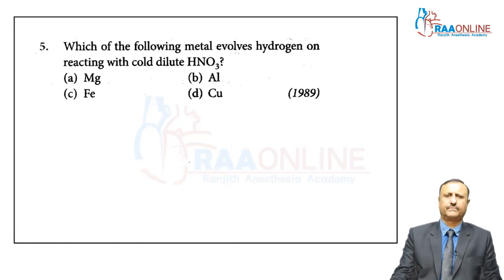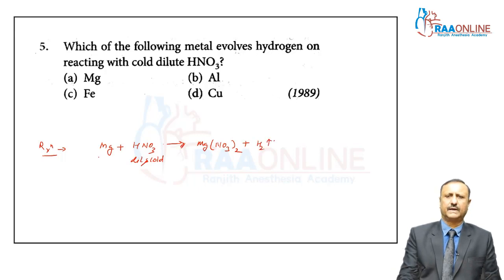Now we can go to question number 5. Which of the following metals evolve hydrogen on reaction with cold dilute HNO3? My dear students, we can see the reaction of this question. This question was asked in 1989. Here, my dear students, it is an exception reaction: when magnesium reacts with dilute and cold HNO3, magnesium nitrate, Mg(NO3)2, is formed, plus hydrogen is evolved.